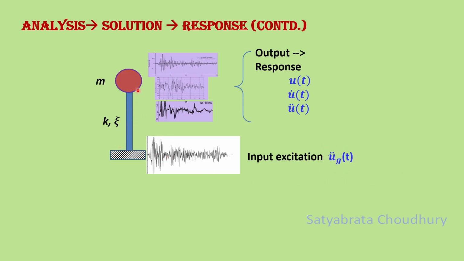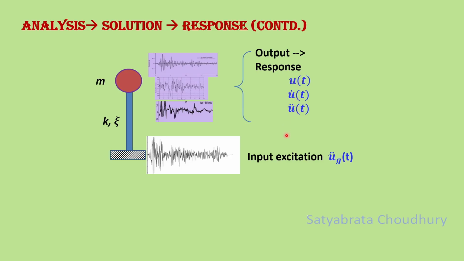So the structure vibrates, the mass vibrates. We capture the responses at the mass level, and the responses can be displacement response, velocity response, or acceleration response, as shown by the equations here. So u(t), when I say, will have an algebraic expression on the right hand side, which is not shown here. So you will get a series of values here.